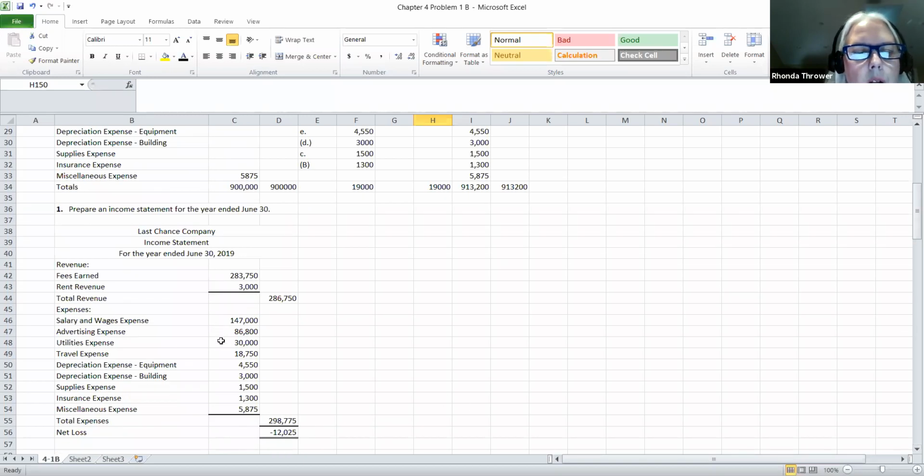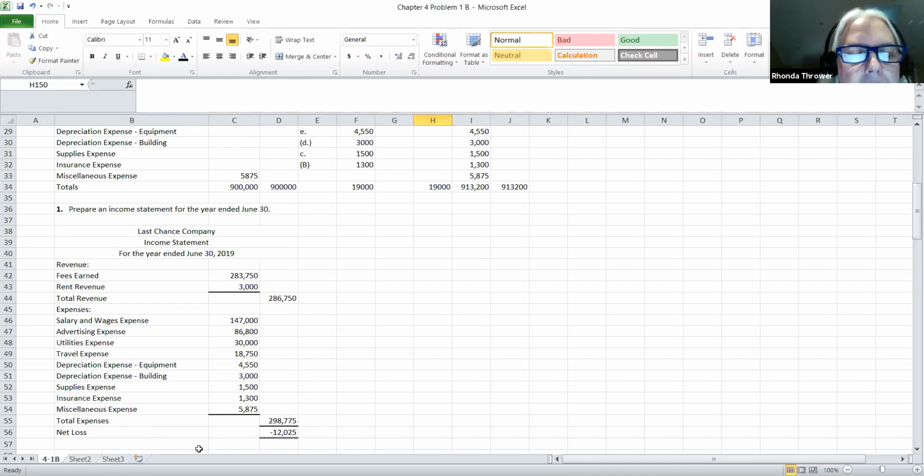So once you've got all your expenses written down and recorded, the next step is to total your expenses. When I totaled my expenses, the total of my expenses is $298,775. At the end of the year, once you've added up all your revenues and you've added up all your expenses, you're going to compare your expenses to your revenue. Notice my expenses are larger than my revenue. So in this case, I have a net loss.